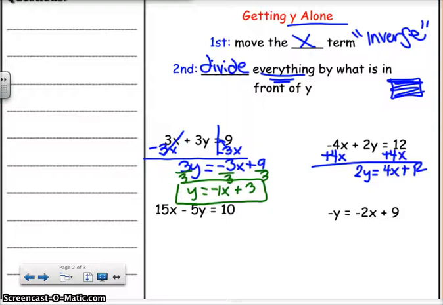That was step 1, move the x term. Step 2, divide by what's in front of y. The 2 is in front of y, so I'm going to divide everything by the 2. See how I'm dividing everything? The only time I wouldn't divide something, parentheses are like a shield. So I wouldn't divide anything inside the shield, but here nothing is protected. So y equals 4 over 2 is 2x plus 12 over 2 is 6.